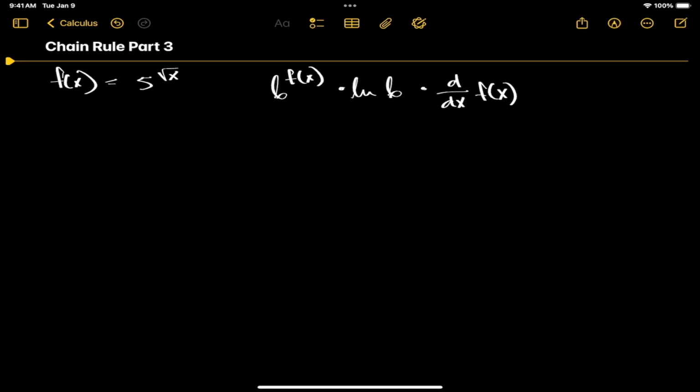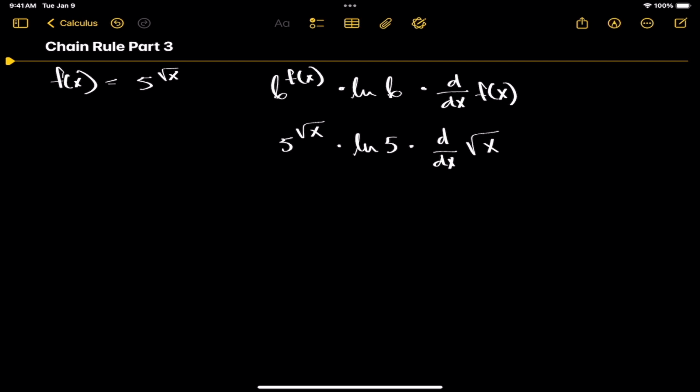So I always like to add this last part to that rule. All right, so let's go ahead and begin. We're going to go ahead and follow that rule. So we're just going to have 5 to the root of x, very similar to the exponential function rule, times ln 5, and then times the derivative of the root of x. And this is where the chain rule comes in.